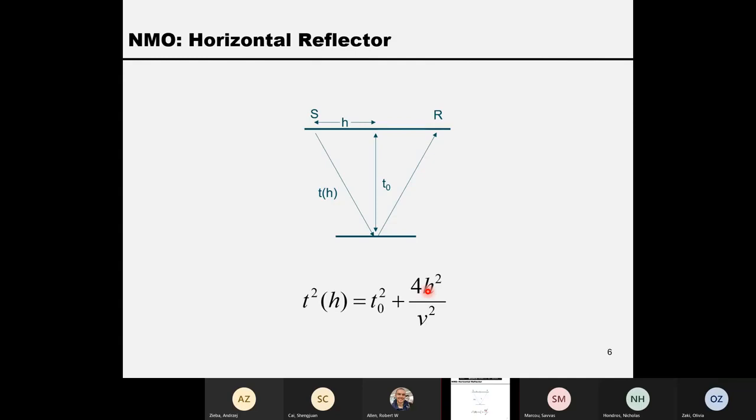That's one thing. Because both migration and NMO use the same form of equations, the same form of hyperbolic equation, that means for post-stack migration, we can use the velocity derived from NMO for migration. There's a logic here, yeah?